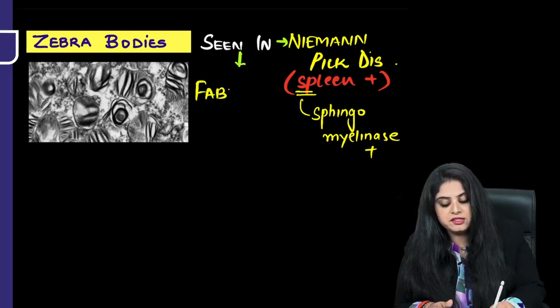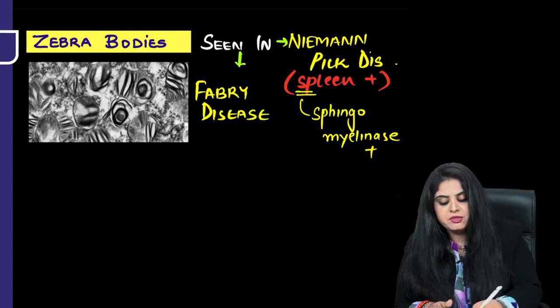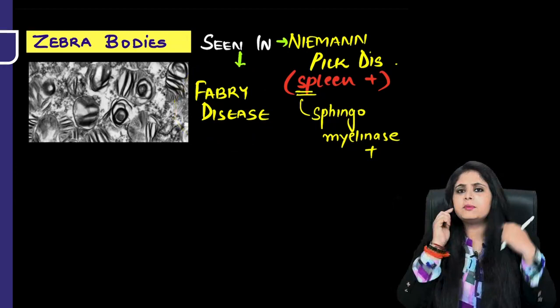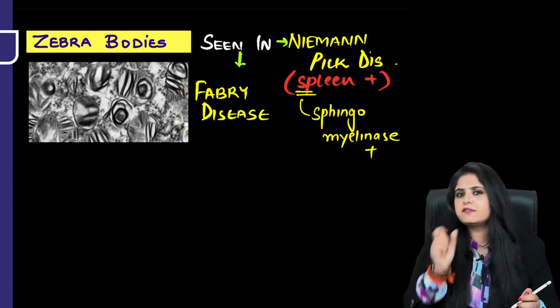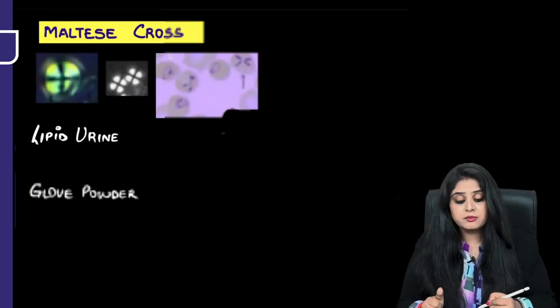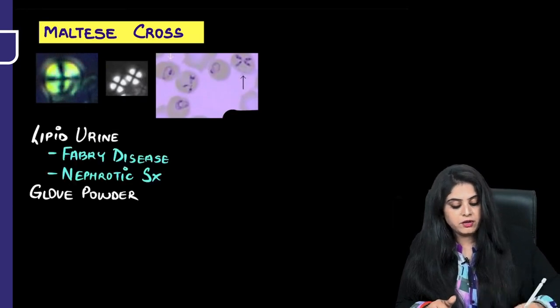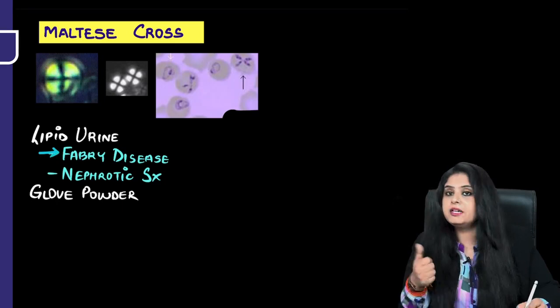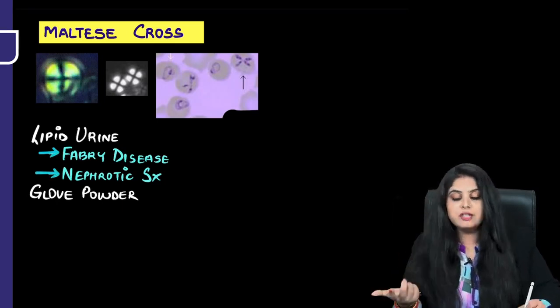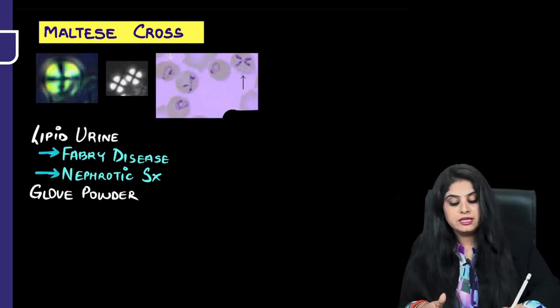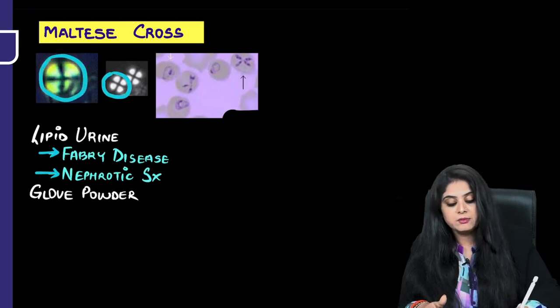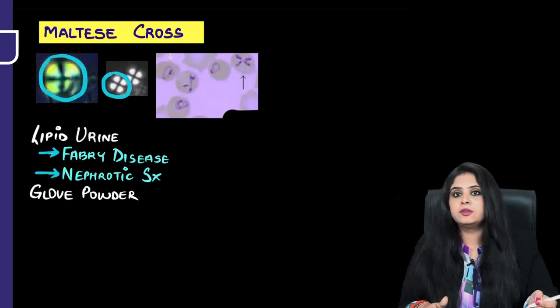Zebra bodies can be seen in a lot of conditions. But tell me, is there something about Fabry's disease which is very famous? Is there some appearance that you see? This is not important for FMG students, but very important especially for INI-CET. Wherever lipid is coming out into the urine, for example, in Fabry's disease, or even in nephrotic syndrome, lipid in the urine can many a times show you this Maltese cross appearance.